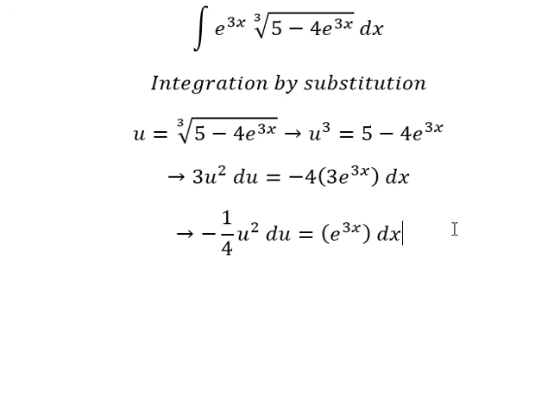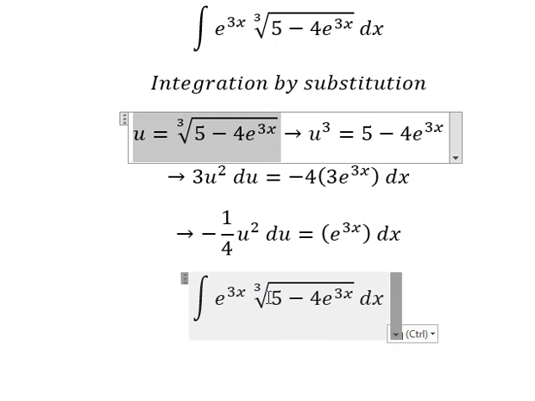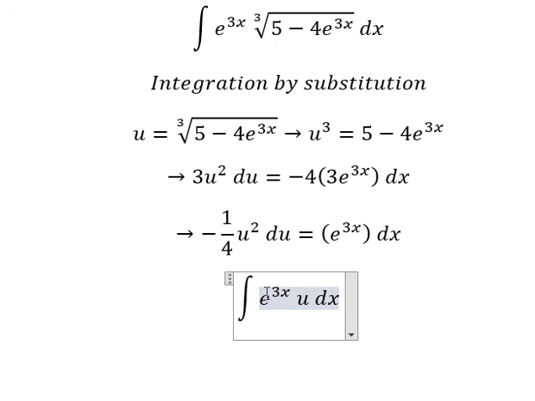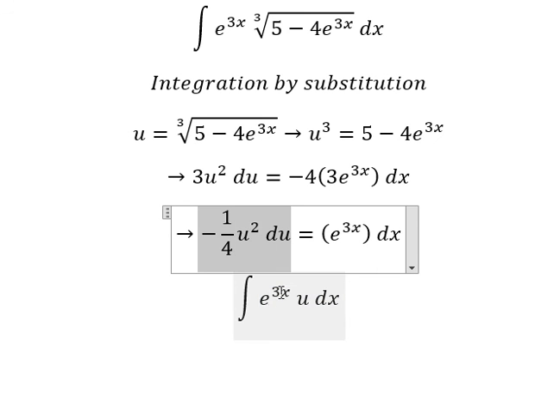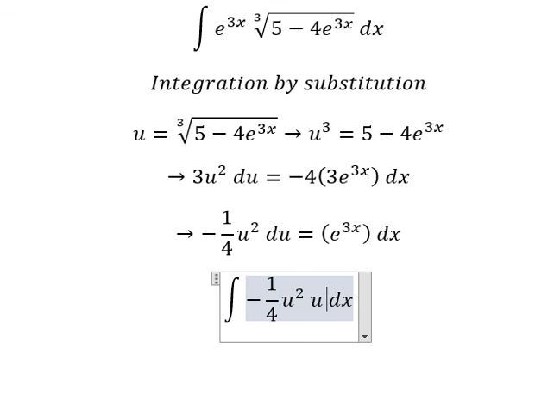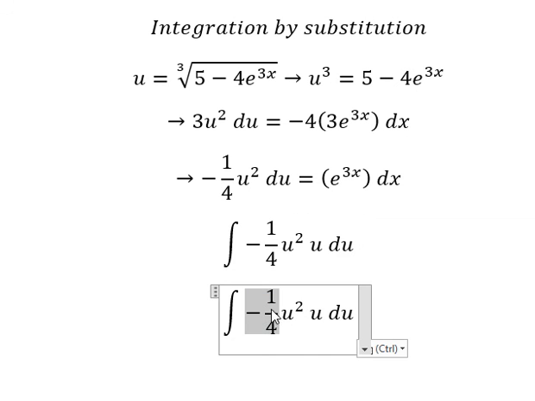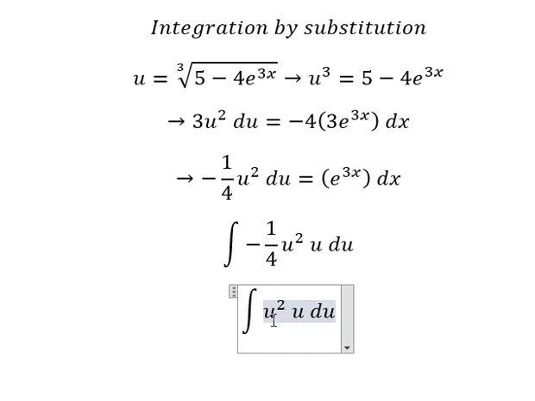Next, this one we change by u. e to the power of 3s ds we change by this one. So I will put negative 1 over 4 outside.